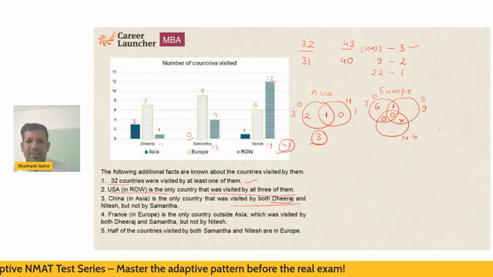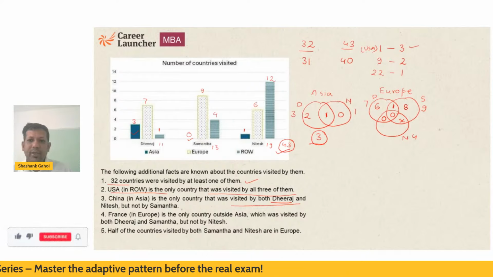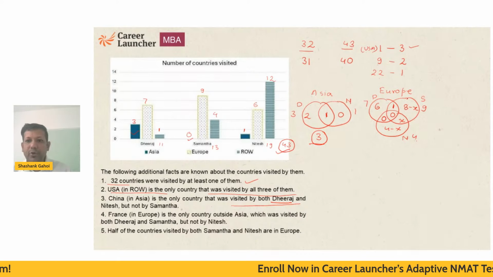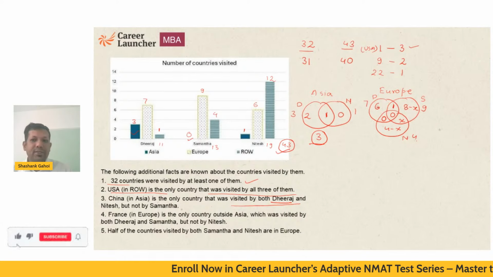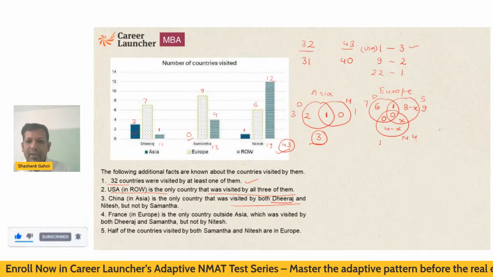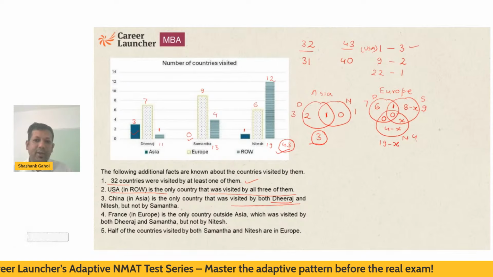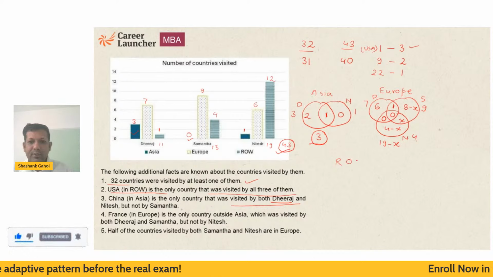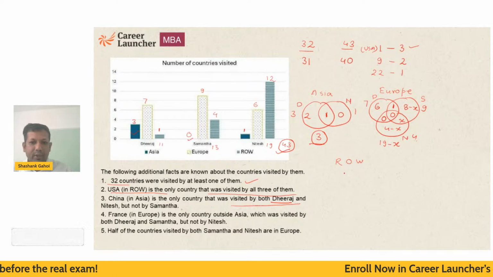Let's say this is x. So this is going to be 8 minus x, and this is going to be 4 minus x. So what am I going to get? 9 plus 6, 15. So I am going to get 19 minus x. This is the value that I'm getting. Fine. Now if I talk about the rest of the world, what am I going to get?